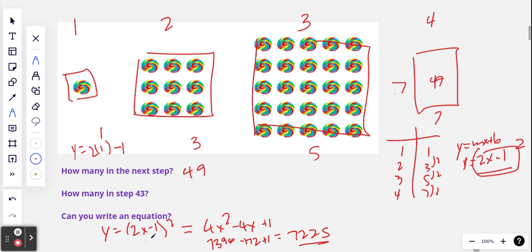Let's take a look at using this, though. This might be an easier way to do it. If I plug in 43 for x here, multiply that by 2, I get 86. Minus 1 is 85. So I would just have to plug in 85 squared on my calculator. And lo and behold, that is 7225. So it looks like we must have done the foiling correctly.